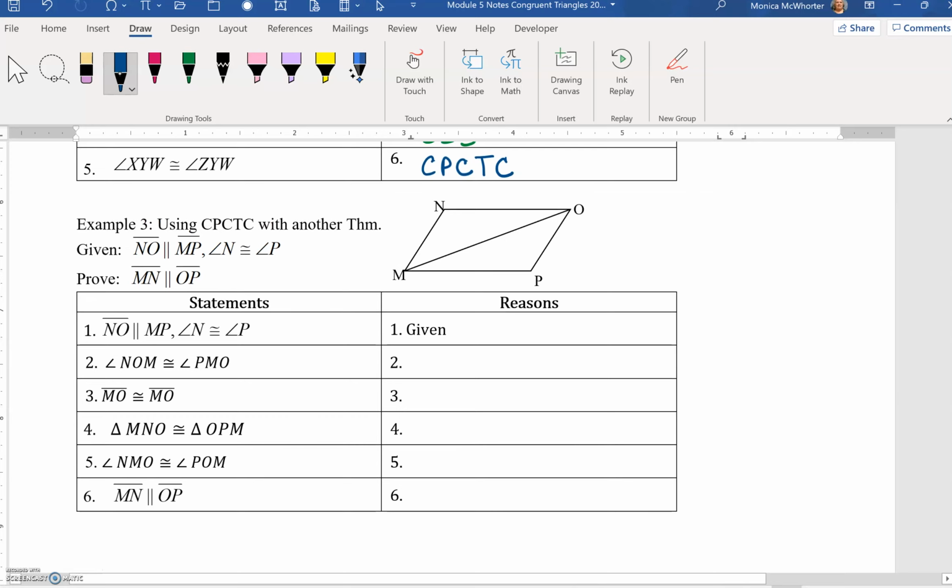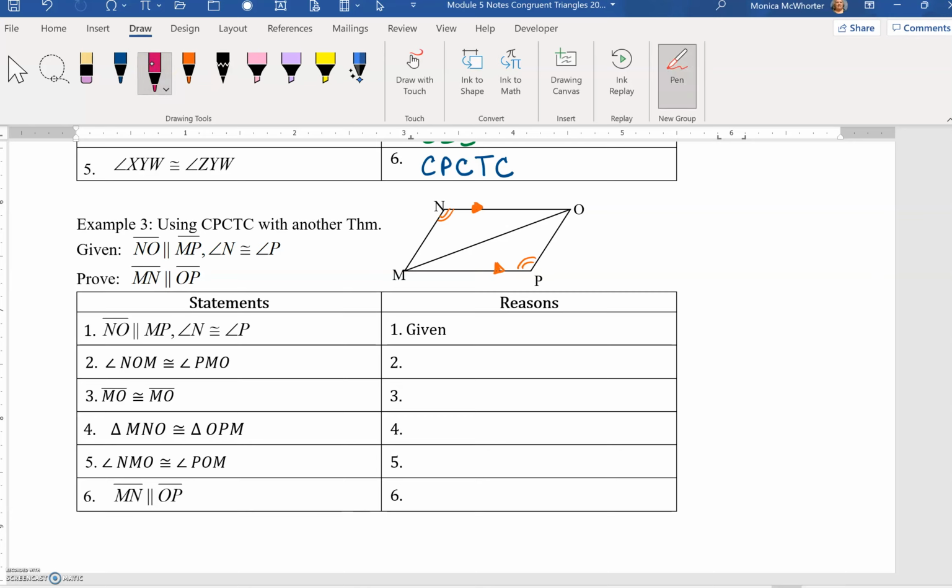Okay, another short little proof here. We have our given: segment NO is parallel to segment MP, so I'm going to mark the parallel lines on the picture. We're told that angle N is congruent to angle P. So I'm going to mark that on the picture. And that's all our given.